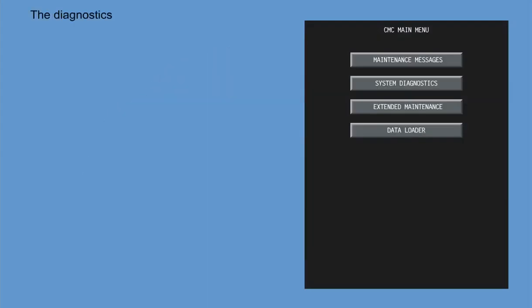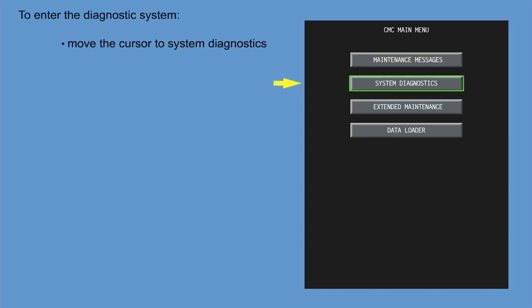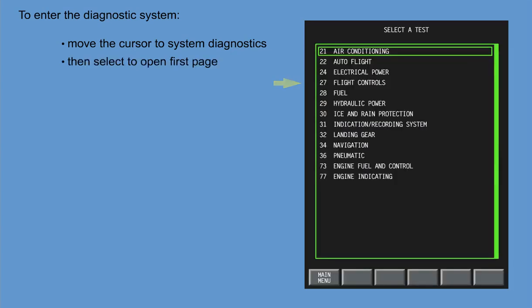The diagnostic system can be used to perform interactive tests, such as rigging procedures or initiated ground tests, whenever these procedures are required for troubleshooting or maintenance purposes. To enter the diagnostic system, move the cursor to the System Diagnostics soft key and select it to open the first page.